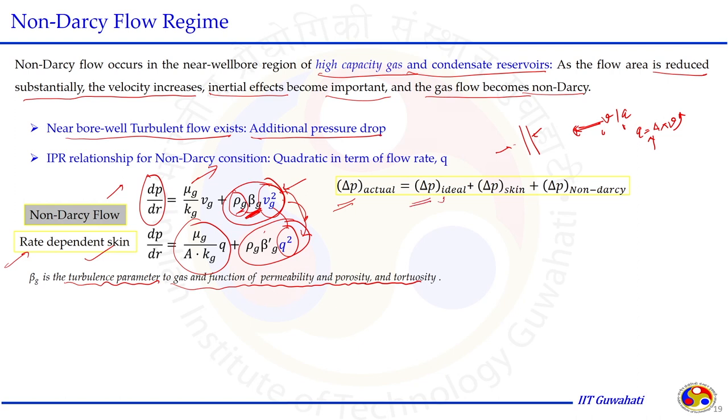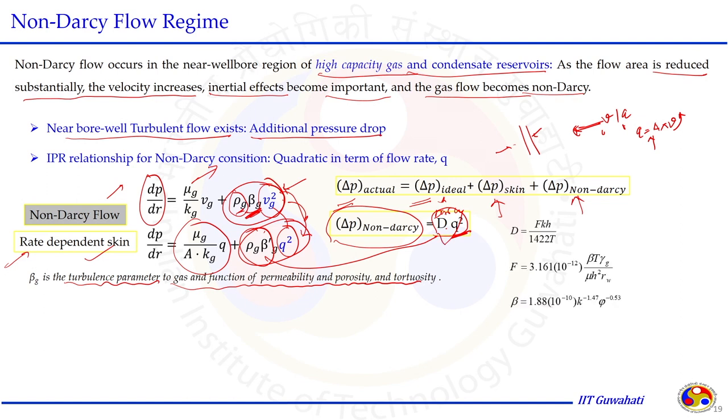of del P under the ideal condition, that is the Darcy law condition. Then the skin effect is there, and then the non-Darcy factor is also appearing there. The change in pressure because of this non-Darcy phenomenon can be expressed in the form of D times Q squared. So this all is D, for example, along with other parameters, and then the Q squared is there. So the pressure drop by Darcy law has a linear relationship with Q, while for non-Darcy, it is a quadratic relationship.